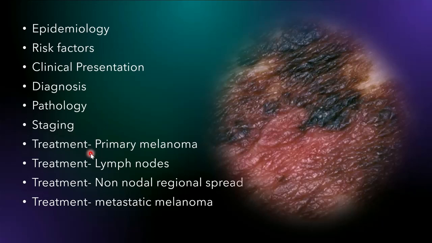The treatment of the primary melanoma, excisions and reconstructions, the treatment of lymph nodes, sentinel lymph node biopsy and lymph node dissection, treatment of non-nodal regional spread by hyperthermic isolated limb perfusion and isolated limb infusion, and treatment of metastatic melanoma by targeted therapy, immunotherapy and chemotherapy. That is regarding melanoma. Thank you.